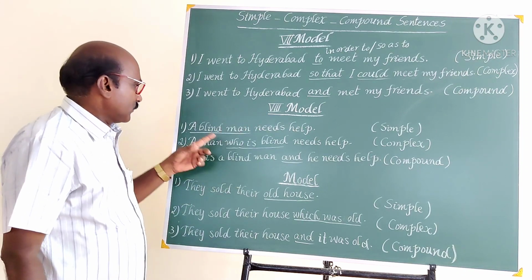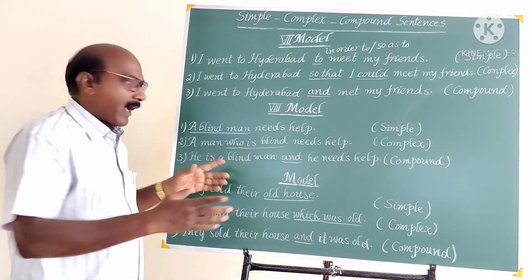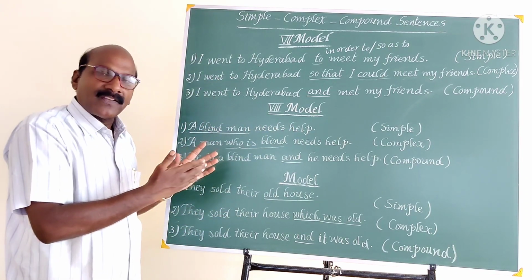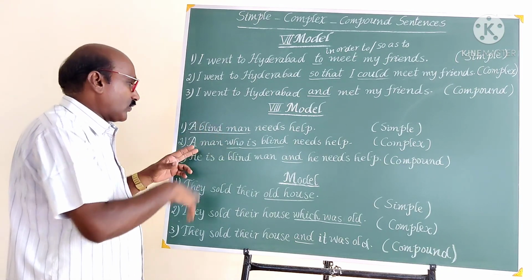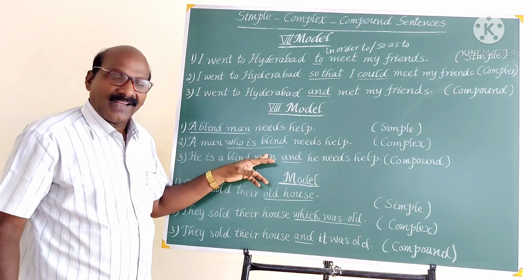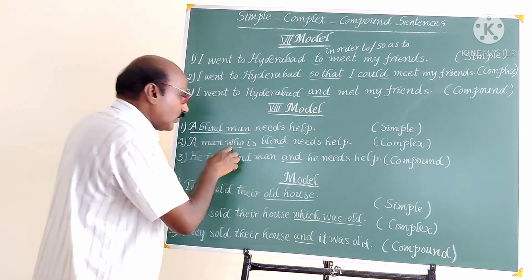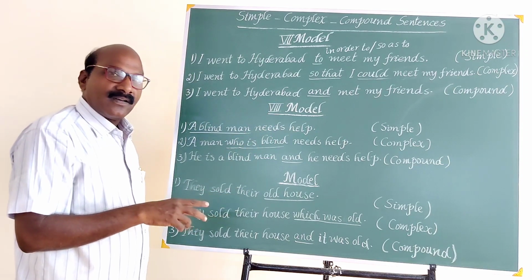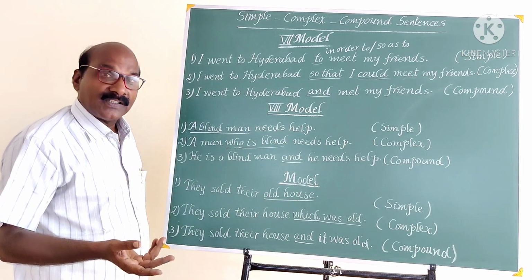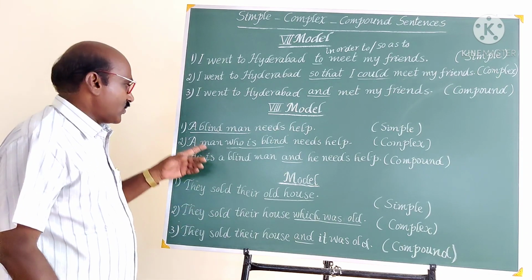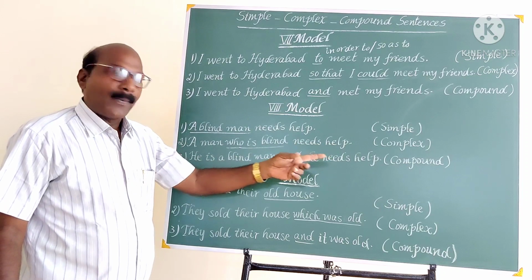Next model. A blind man needs help. A blind man is a phrase. Whenever you find a phrase like a blind man, you have to change that. A man who is blind. In order to change it into a complex sentence, you have to use who is like that. An expert driver. A driver who is expert. Like that you have to change. A man who is blind needs help.